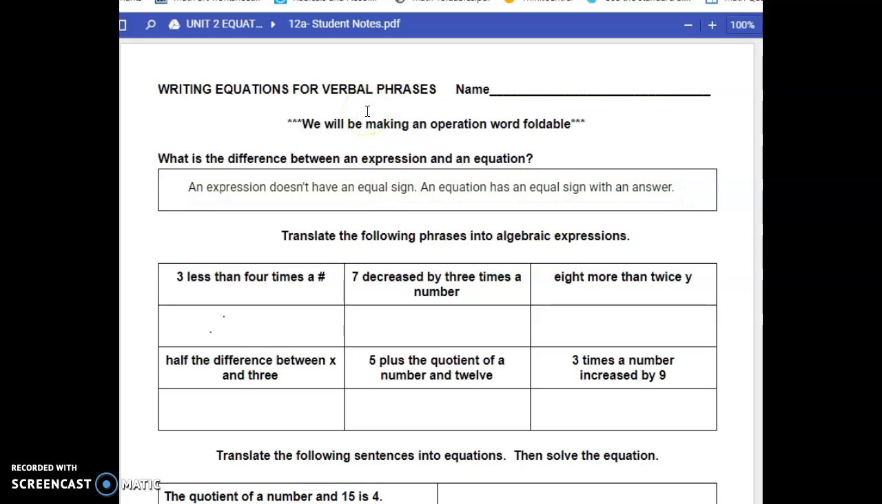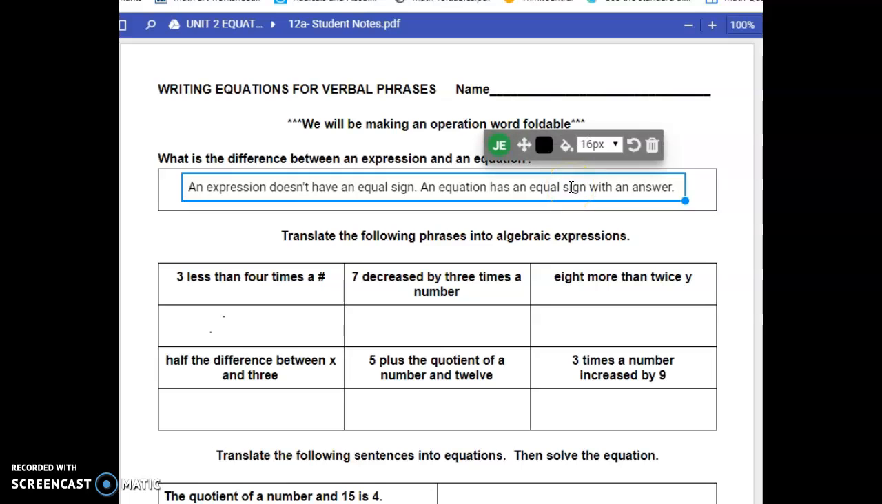All right, so today we're going to be taking verbal phrases and turning them into either the expression or the equation. So something that you have to understand is that an expression doesn't have an equal sign. It is basically numbers and variables and operation signs put together. An equation has an equal sign and can have an answer.